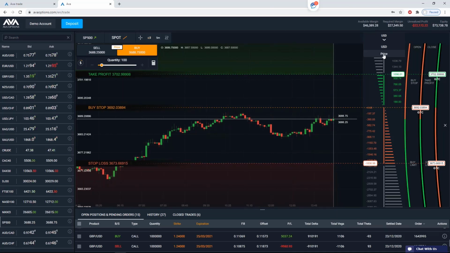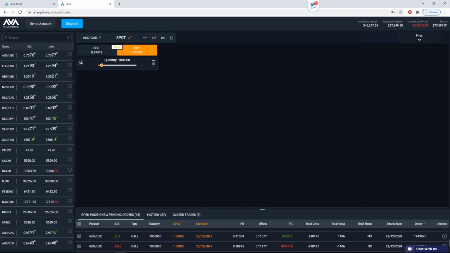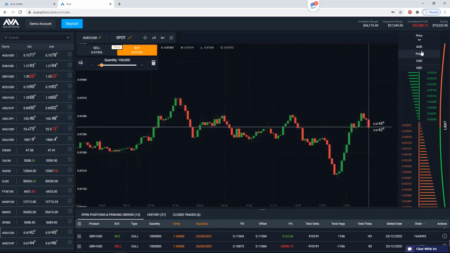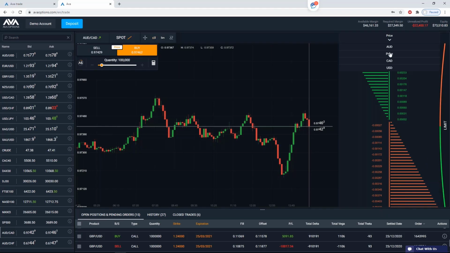Here's dollars, there's price. Let's look at Aussie CAD. In Aussie CAD, I can see my P&L in Aussie or CAD or dollars, because this is a dollar account, or price. I have 4 choices. Make that a little bigger. Here's my CAD P&L.